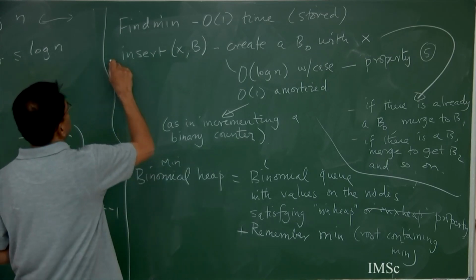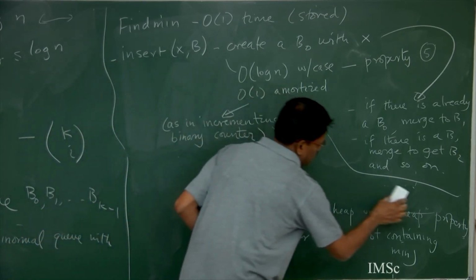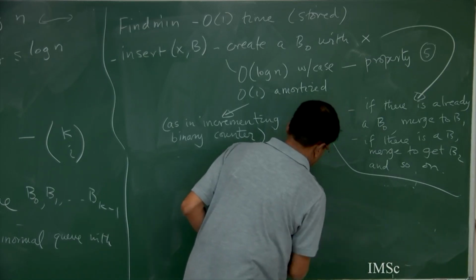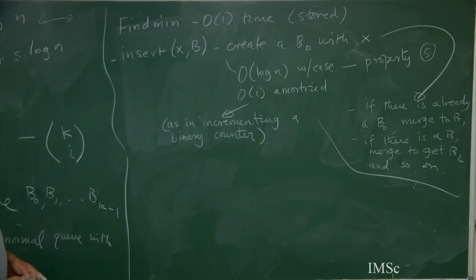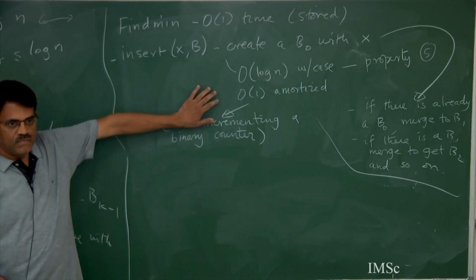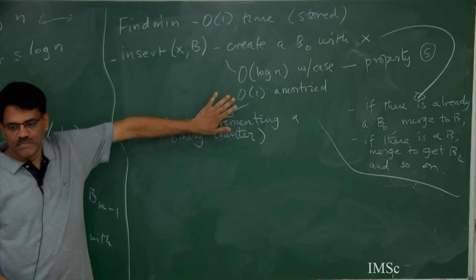Okay, let's do the decrease key operation. How would you do it and how much time would it take? So this is good. Already we are seeing improvement over the binary heap.